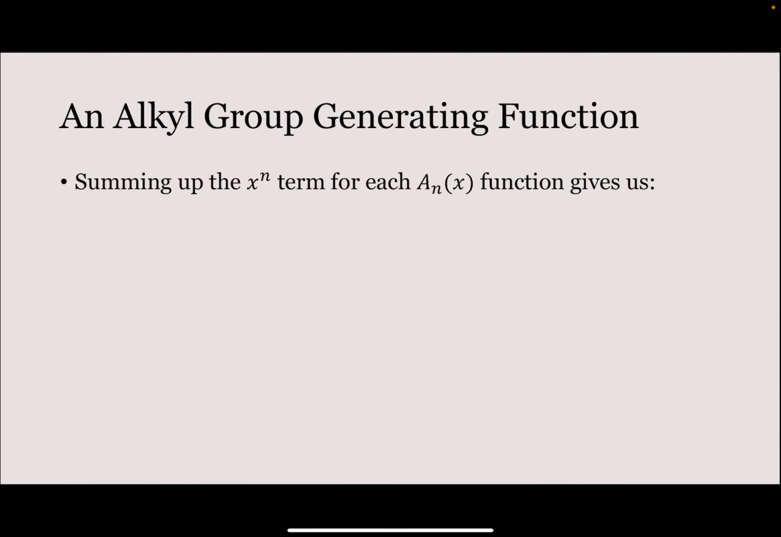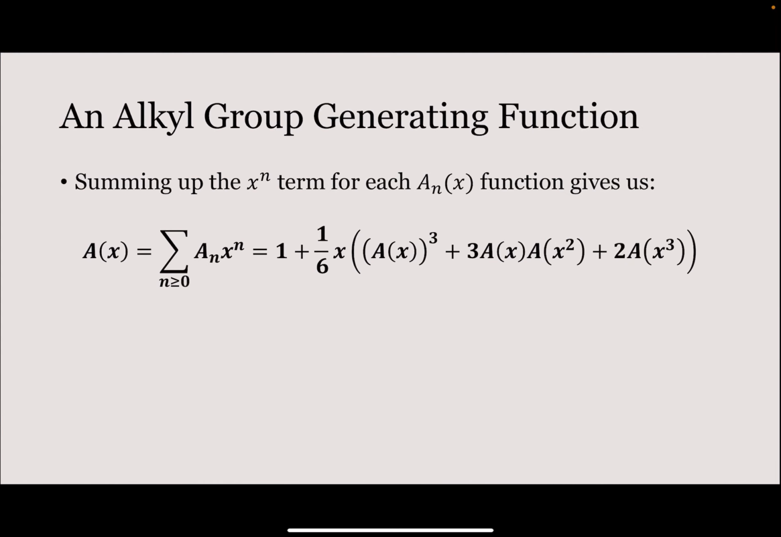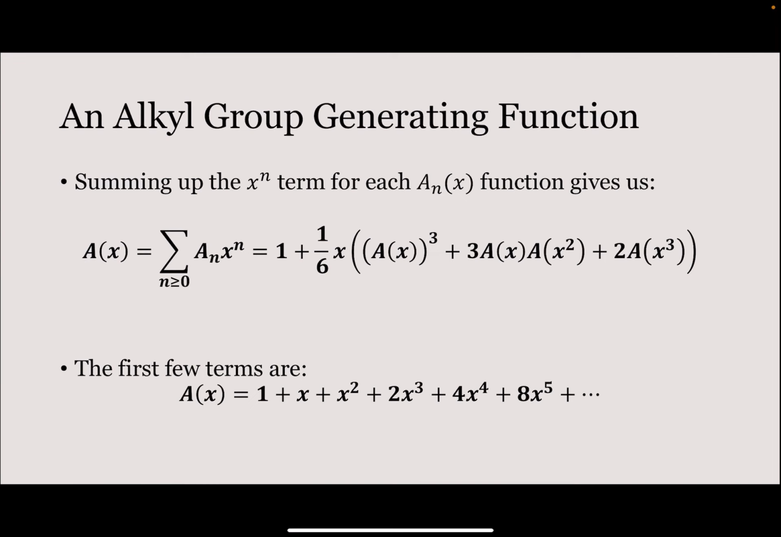Now, what we can do here in order to get the final generating function for alkyl groups is sum up the x^n term for each a sub n of x. So take the 0th term of the a sub 0 function, the first term of the a sub 1 function, and add them all up. It is going to give you the following expression over here. If you actually go ahead and evaluate this, you can do this in Mathematica or some other software. This is going to be the generating function sequence you are going to get.